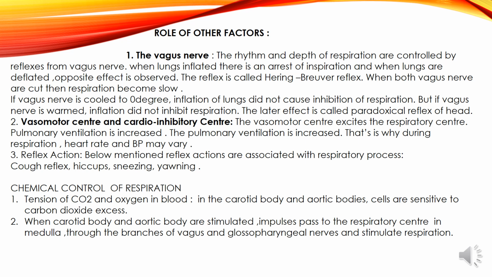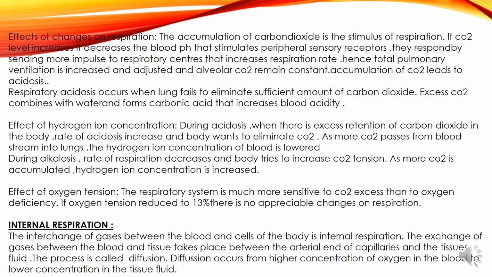In the carotid body and aortic body, the cells are very sensitive to carbon dioxide excess. When carotid body and aortic body are stimulated, the impulses pass to the respiratory center in medulla. So where do the impulses go? The impulse goes to the respiratory center in the medulla through the branches of vagus and glossopharyngeal nerves and stimulates respiration. So because of that, it is stimulated.